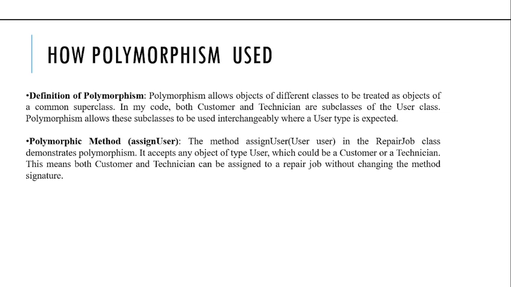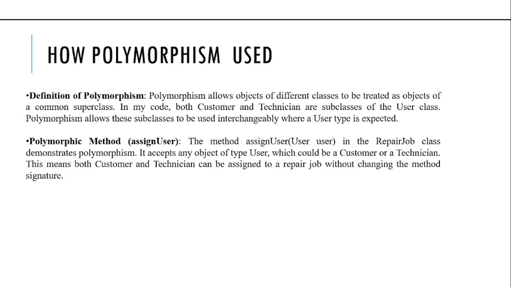Now, I'll explain how polymorphism was implemented in my code. Coming to the definition of polymorphism, polymorphism allows objects of different classes to be treated as objects of a common superclass. In my code, both customer and technician are subclasses of the user class. Polymorphism allows the subclasses to be used interchangeably where a user type is expected.